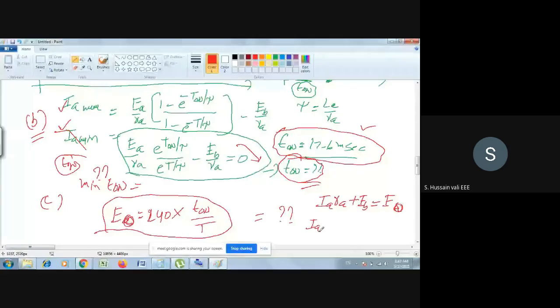what we do is we'll find out Ia. How to find Ia? The equation is Ia Ra plus Eb is equal to Ea. So from this equation we will find out Ia. Ia is E naught minus Eb by Ra. We find out Tn from part B. That Tn we substitute here, then we get E naught. What is Eb? Eb we already found out, 190. Then divided by Ra, 7.56. Then we will get the value of Ia.